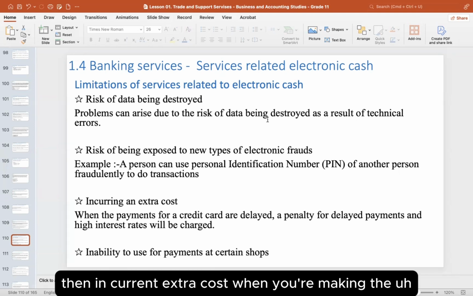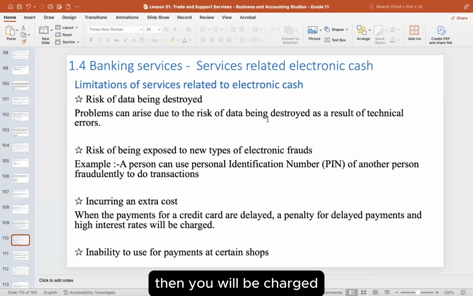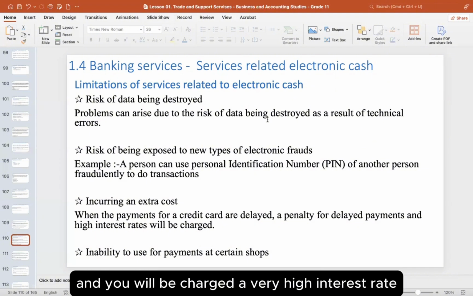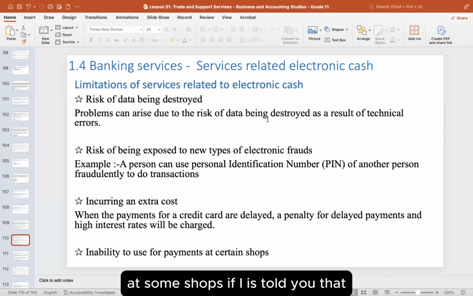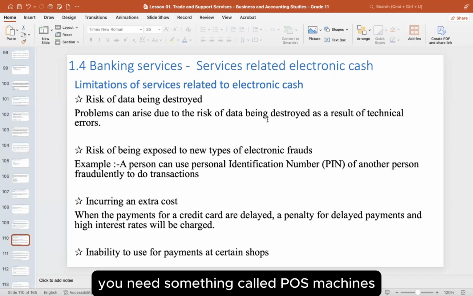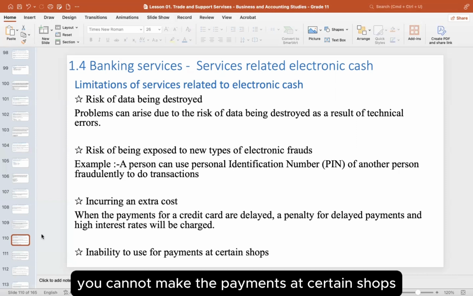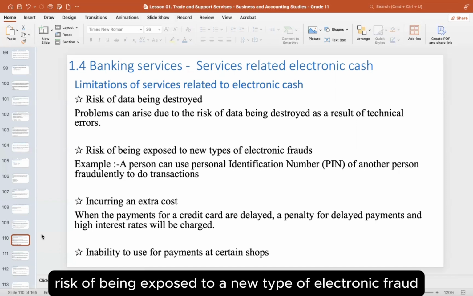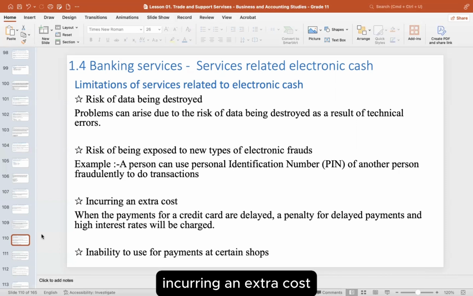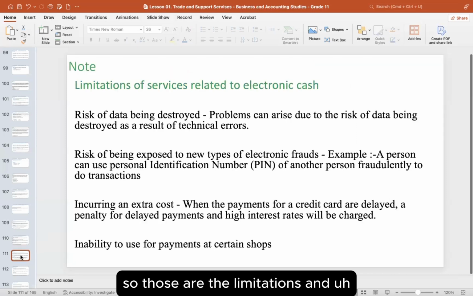Okay. Then incur an extra cost when you're making the payments from credit card. And as I said, if you delay the payment, then you will be charged a very high interest rate as well as penalty fees. Okay. Inability to use payments at certain shops. At some shops, as I told you, you need something called POS machines, so if you do not have a POS machine, you cannot make the payments at certain shops. So limitations of services related to electronic cash: risk of data being destroyed, risk of being exposed to a new type of electronic frauds, incurring an extra cost, and inability to use payments at certain shops. So those are the limitations.